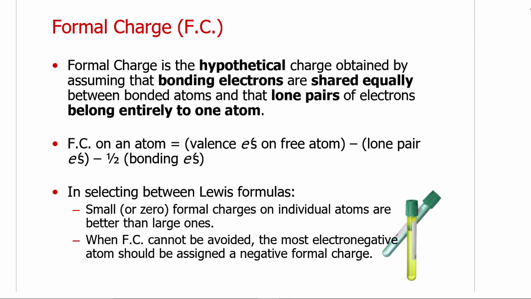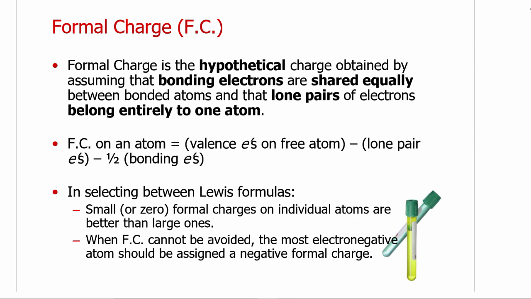So there's going to be no attractions that occur between things that we assign positive charges, no repulsions, or no attractions when they have opposite charges, no repulsions when they have like charges, but rather it's something we do to help tell us which structure is the best one. So we have a formula for calculating it here, and what that formula comes from is we say that all of the bonding electrons are shared equally between the bonded atoms, and all of the lone pairs of electrons belong entirely to one atom.